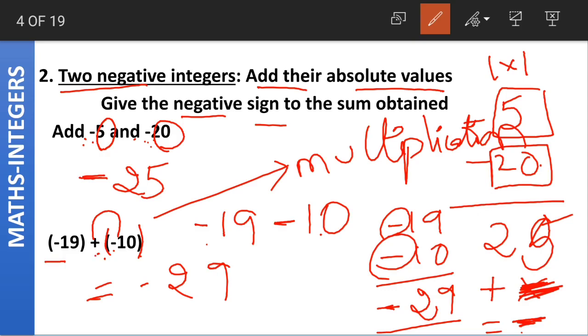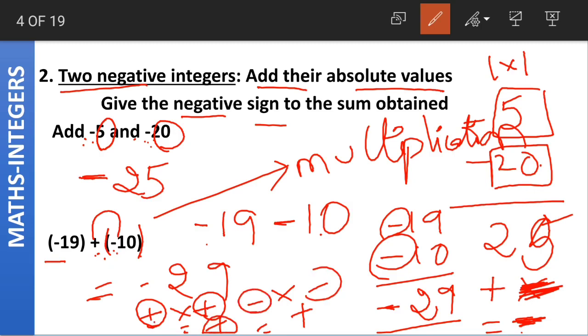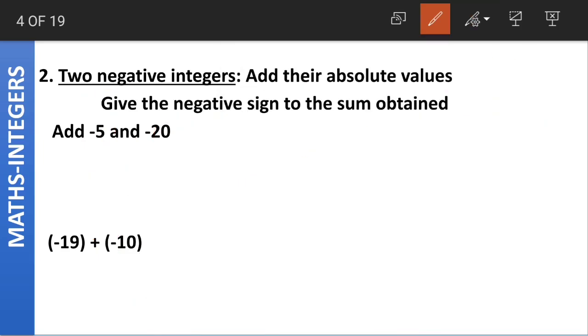Okay class, and when we multiply plus and minus sign, we get minus. What happens when we multiply minus and minus? When we multiply minus and minus, we get plus, and plus into plus gives us also plus. So when we have both same signs, we get plus as the answer. Again here also we have two minus signs, right? Both the signs are same, so the answer is plus. When we have different signs, the answer is minus. Is this clear class? When we have two negative integers, we add their absolute values and give the negative sign to the sum obtained.